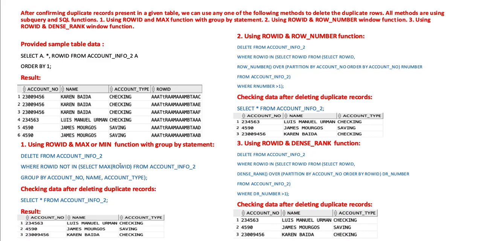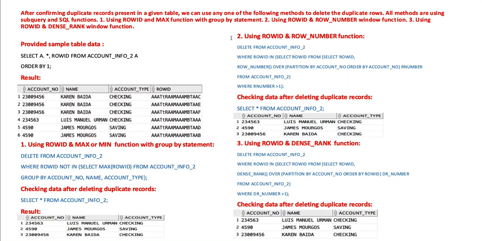After running this code, we are going to check the data present in the table. We start with SELECT * FROM account_info_2. Then the result is as shown below, which contains only 3 rows. These 3 rows are completely distinct from each other. That means, after removing duplicated records, these are the final records present in the table.